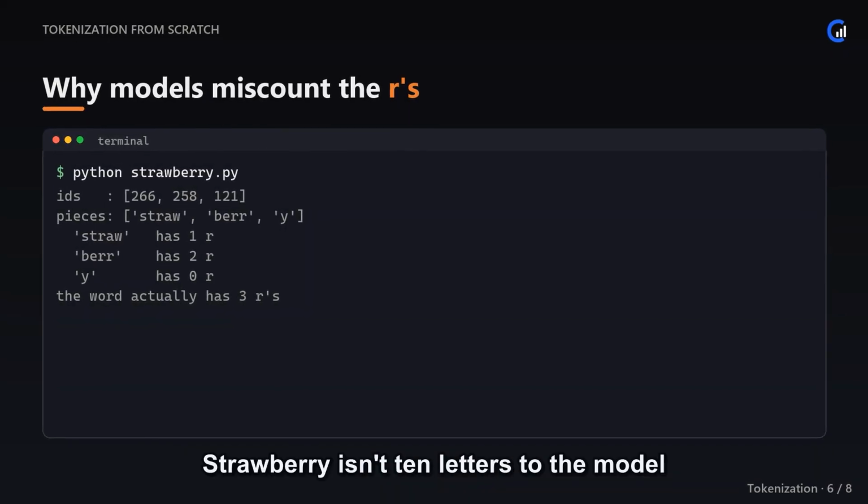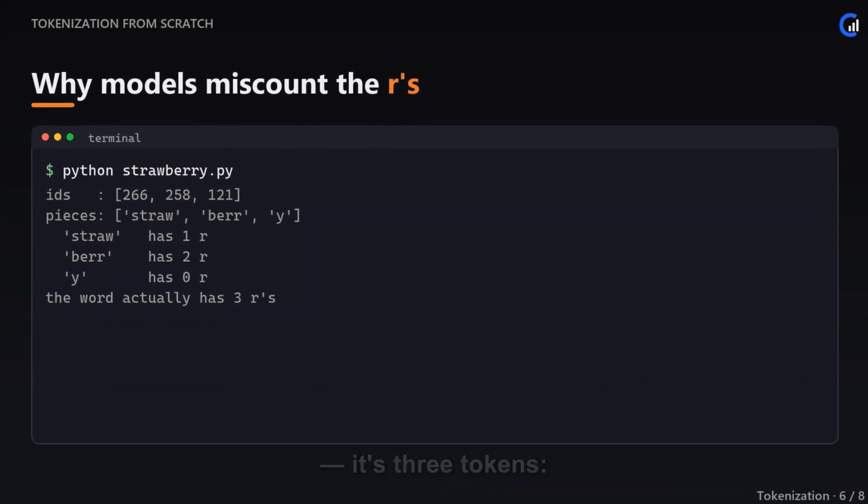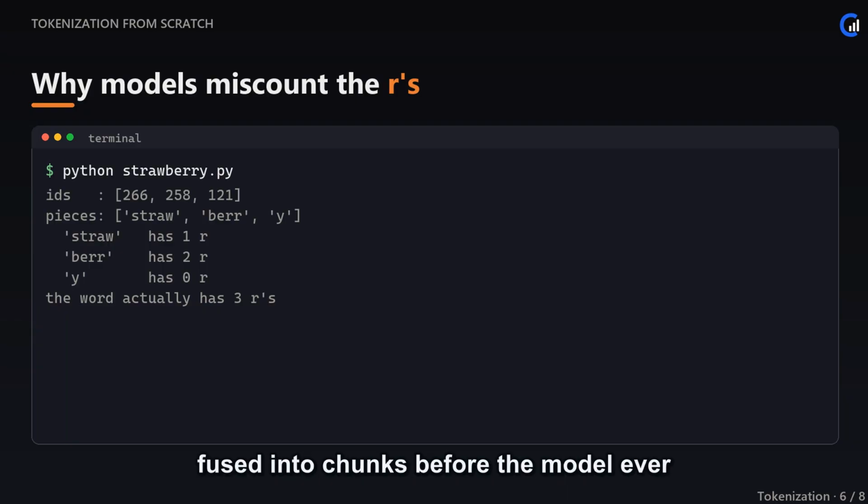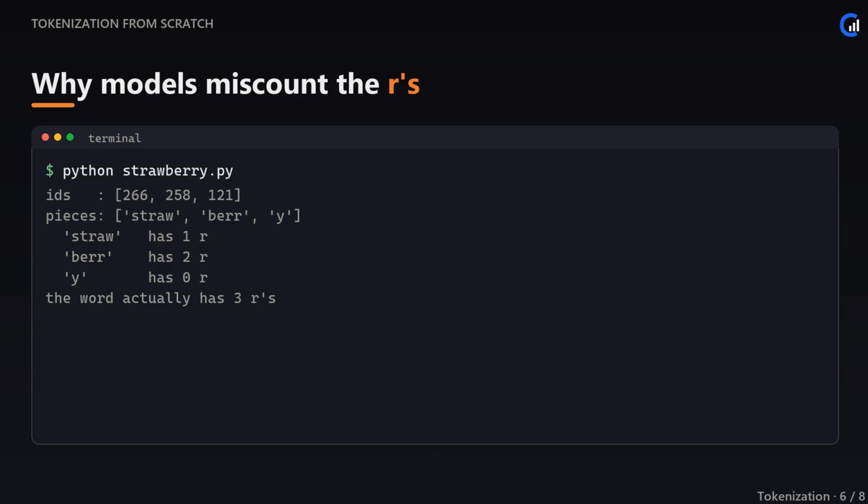There it is. Strawberry isn't 10 letters to the model, it's 3 tokens: straw, bear, and y. The individual letters are gone, fused into chunks before the model ever sees them. To answer how many R's, the model would have to remember that the straw token hides 1 R and the bear token hides 2, facts that never appear in its input. It's not bad at counting, it literally cannot see the letters. The vocabulary erased them. See the diagram for the full picture.